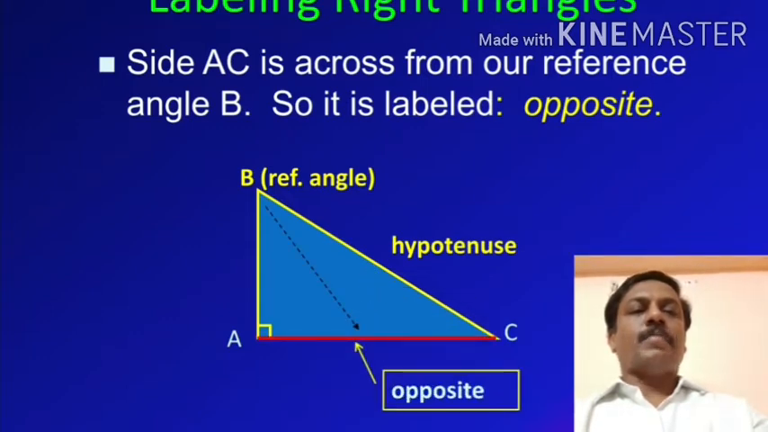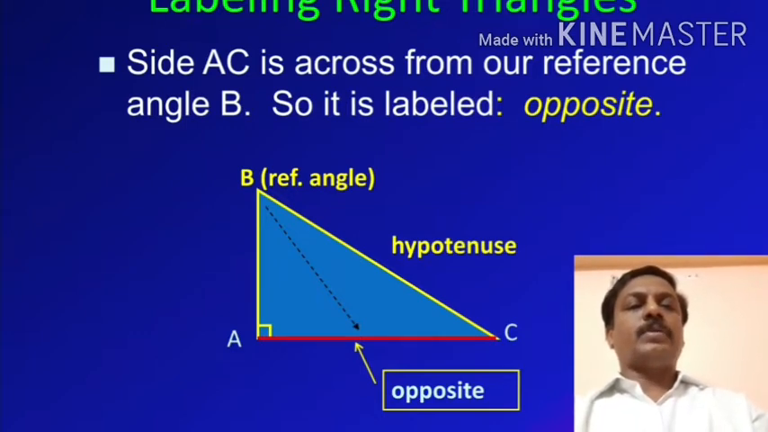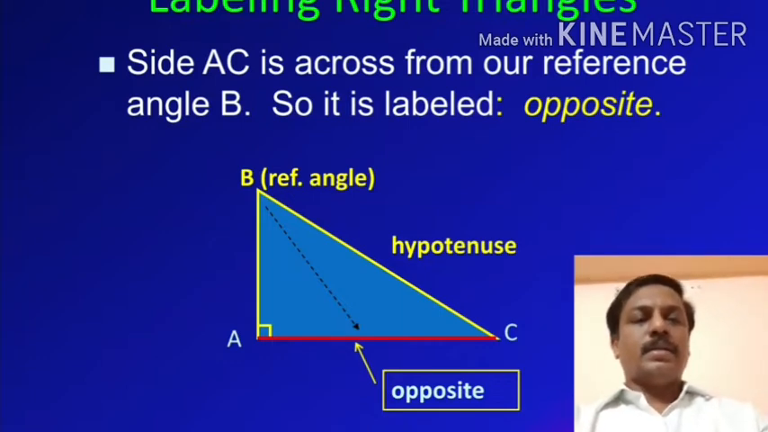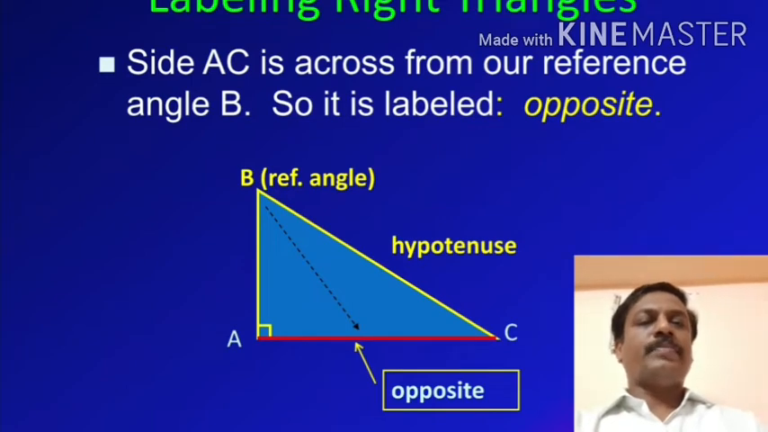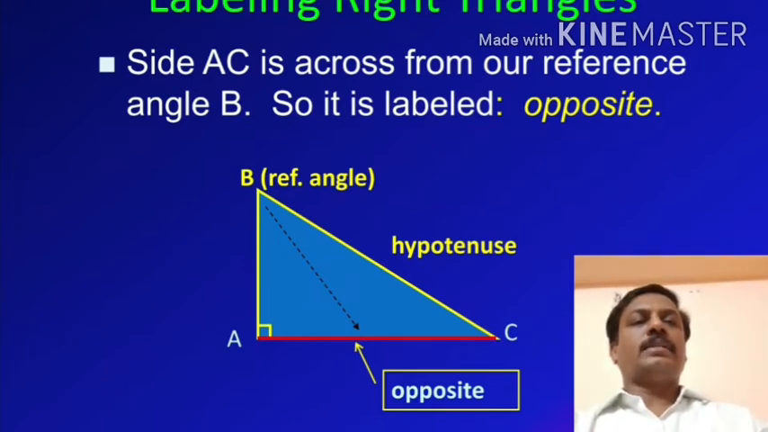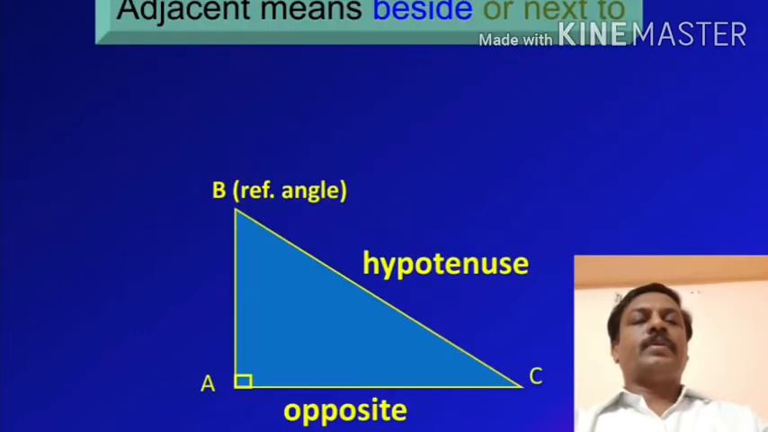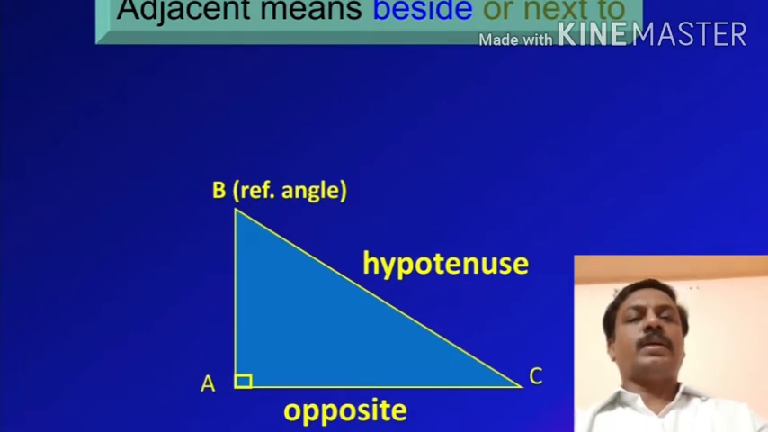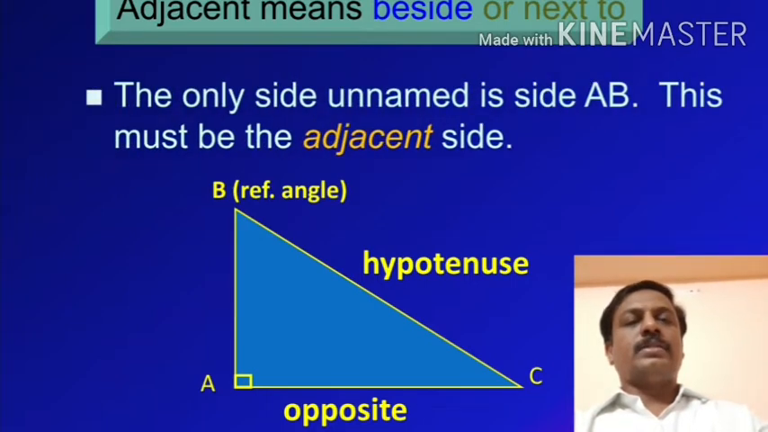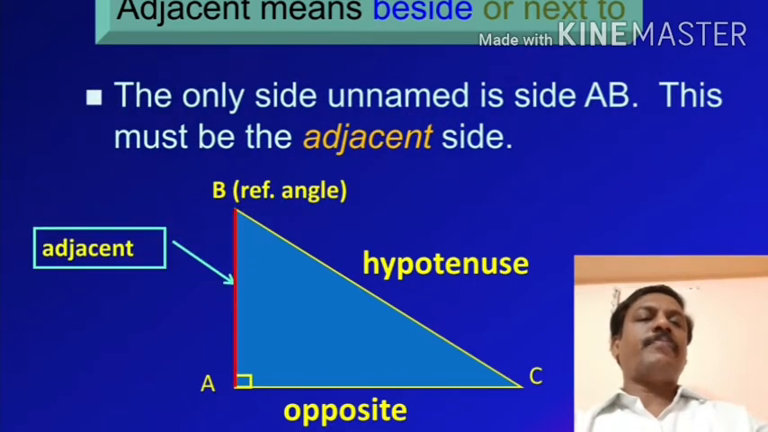Yes, this is opposite side already. So now we named two sides. One is hypotenuse and the other one is opposite side. So now let us name the remaining side is adjacent side. So here adjacent means next to or beside. So the side beside these two, hypotenuse and opposite side, is called adjacent side. So here remaining side AB is the adjacent side. So this is how we name the three sides of a triangle.